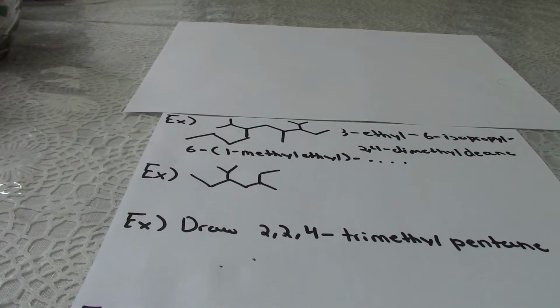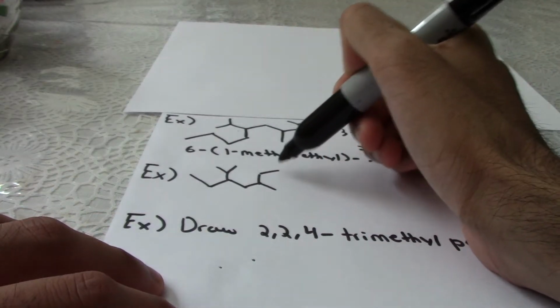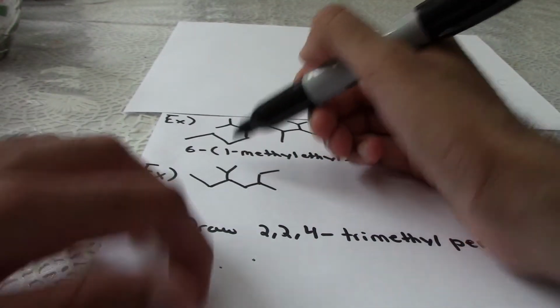So if I did this last example now, I want to find my longest parent chain. So 1, 2, 3, 4, 5, 6, 7. 1, 2, 3, 4, 5, 6, 7. So I have 2.